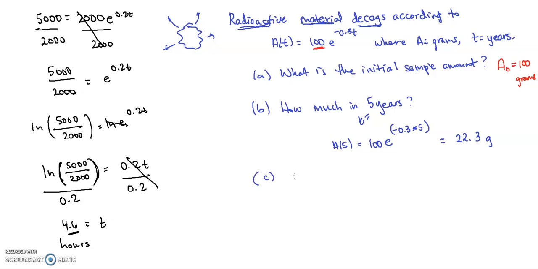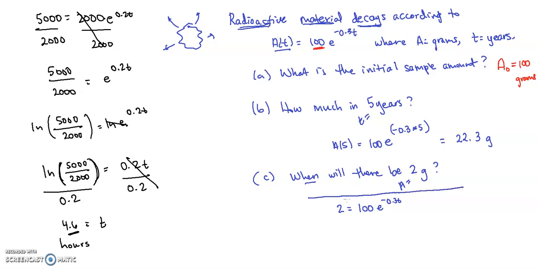All right, part C. When will there be 2 grams? So let's say we want to know, well, how long are we going to have to wait until we're down to 2 grams of radioactive material? Okay, so this time we're being given an amount, and we're trying to find the time. So we're going to plug this in for our amount. So we're going to have 2 equals 100 e to the minus 0.3 t. Okay, so 2 is going to go in for the amount, and now we need to solve for t.